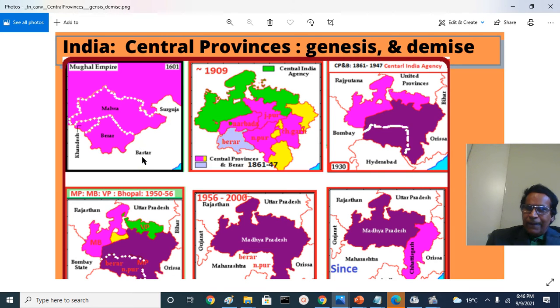Then we have Bastar and Surguja and the historical Gond kingdoms. They ruled from Deogarh, now in the Betul Chhindwara region, and Nagpur and Sirpur, close to the Telangana and Chhattisgarh border, and the Garha region in the Sagar Damoh area, then Ratanpur in Bilaspur district. When we talk about the Central Provinces, there are 5 divisions or regions in Central Provinces and Berar.